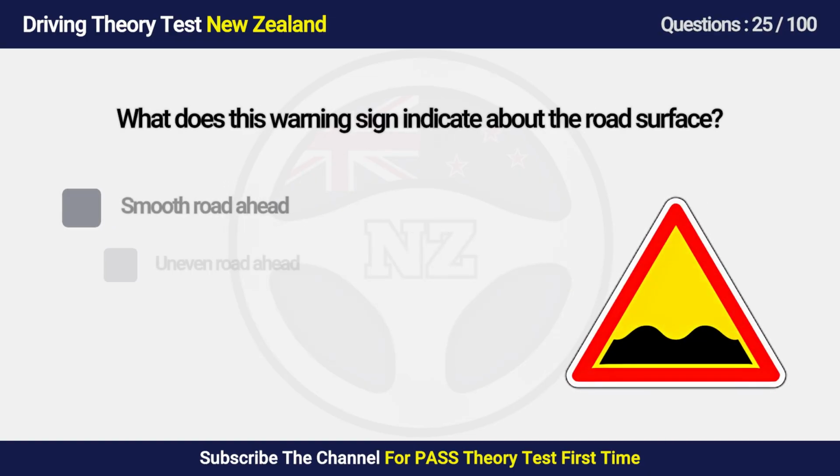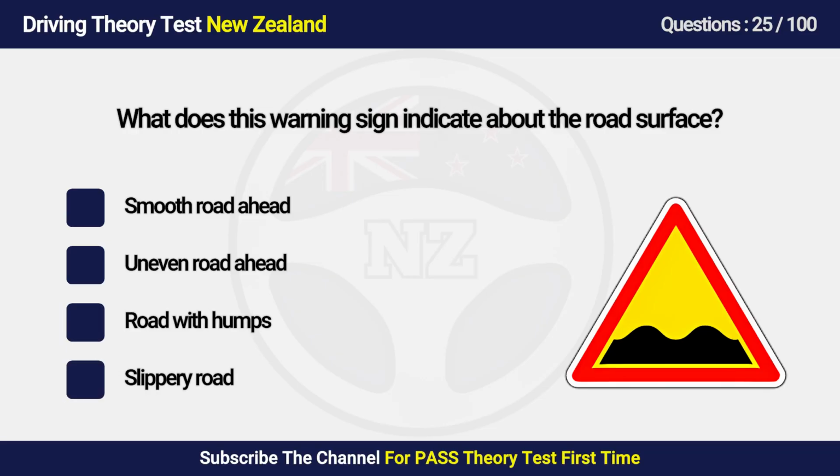Question 25. What does this warning sign indicate about the road surface? A. Smooth road ahead. B. Uneven road ahead. C. Road with humps. D. Slippery road.